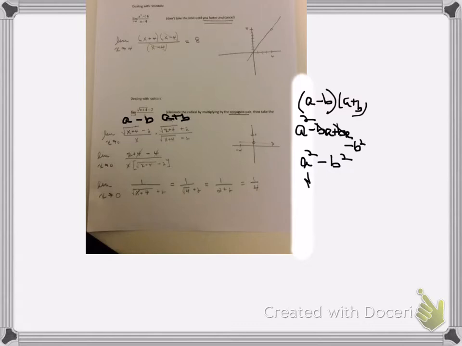So looking at my numerator, what's my A? My A is radical x plus 4. If I square it, then I would just have x plus 4. Looking at my numerator again, what's my B? Well, my B is 2. If I square that, I get 4. So A squared minus B squared will be x plus 4 minus 4. And that is my next step right here.